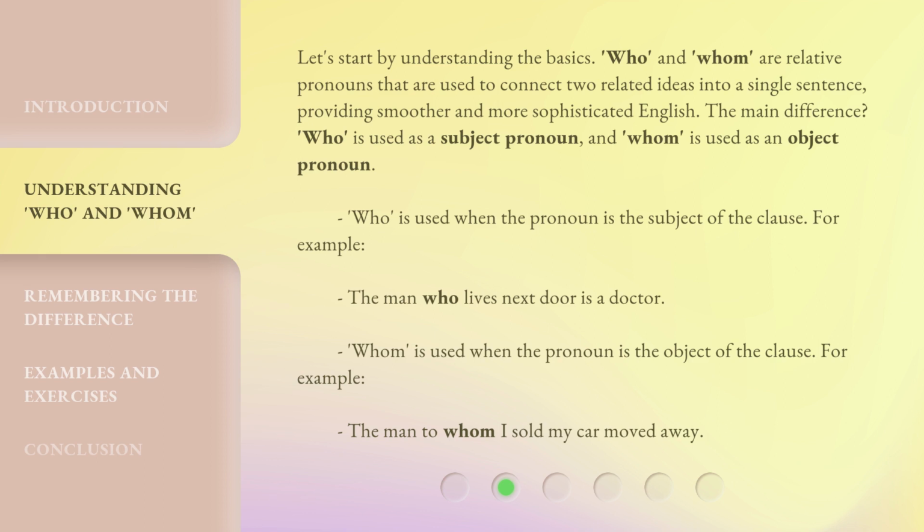Who is used when the pronoun is the subject of the clause. For example, the man who lives next door is a doctor. Whom is used when the pronoun is the object of the clause. For example, the man to whom I sold my car moved away.